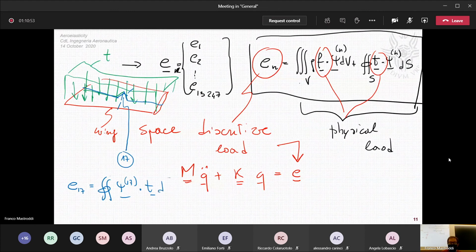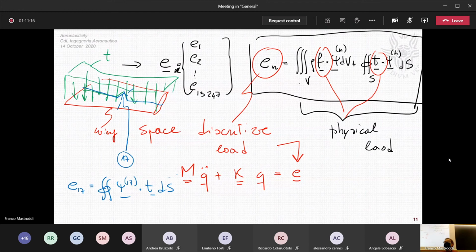Yes. What happens? Take your green pressure distribution, multiply by your shape function, and what do you obtain? You obtain a force applied on the node 17. And this is the discretized load, guys. This is the meaning of the discretized load with respect to the physical load you have on your structures.